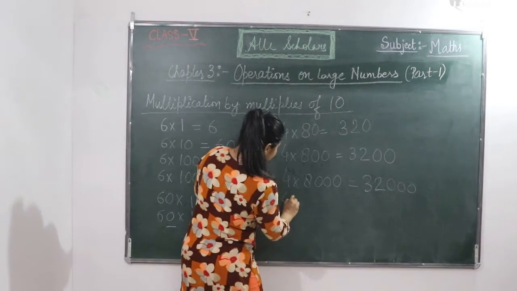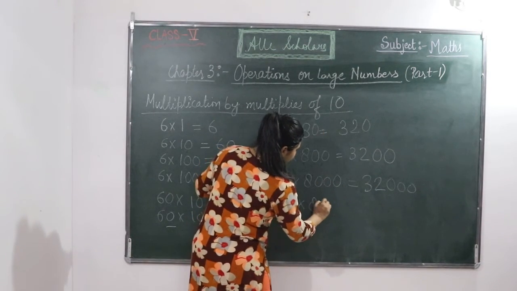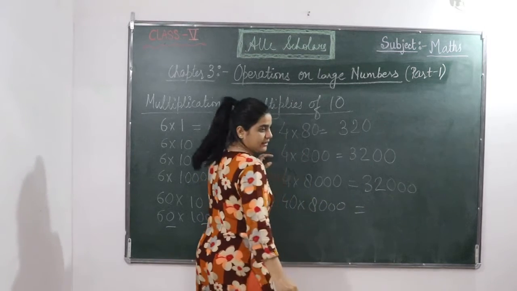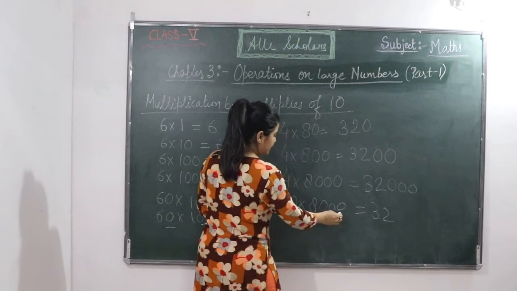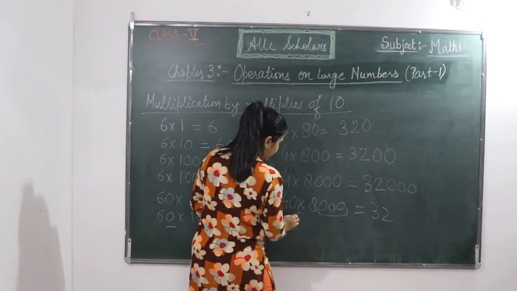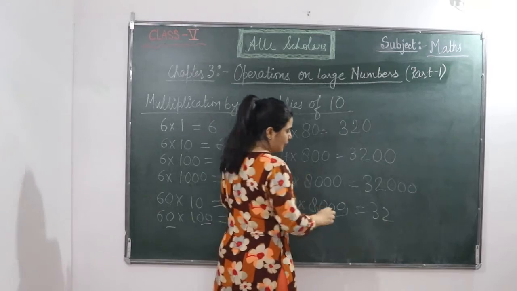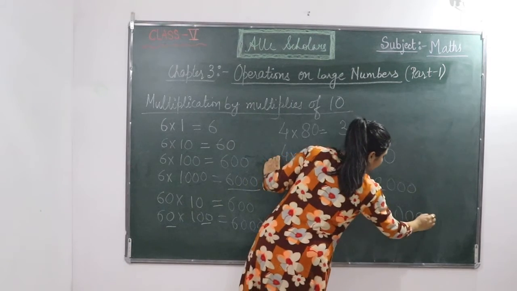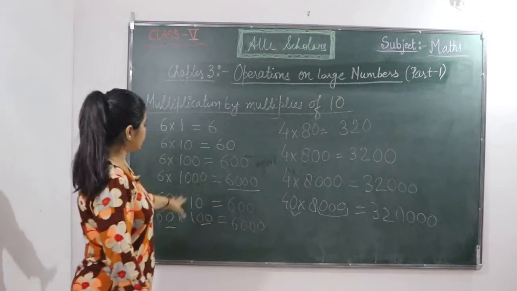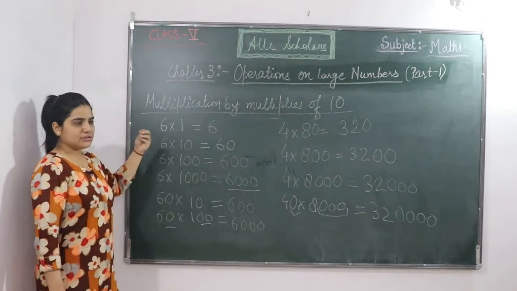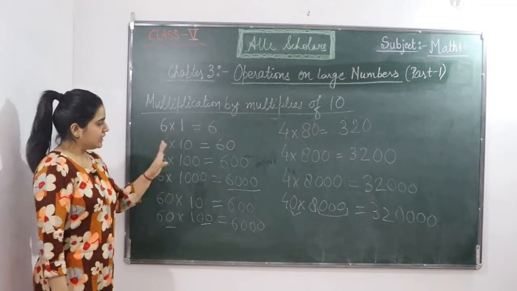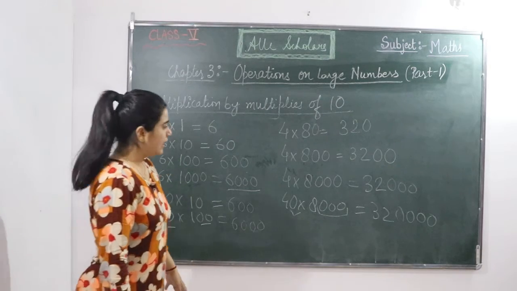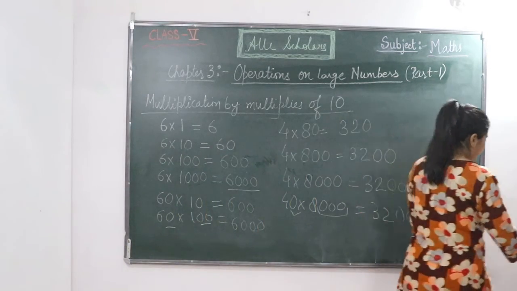Similarly, this was 40 into 8,000. What are you going to write? 4 into 8, 32. And count the number of zeros. 1, 2, 3 here and 1 here. So how many zeros? 4. Okay? So if you have to do the multiplication by multiples of 10, it is very easy to do that. Fine? Now we will see the last number multiplication.